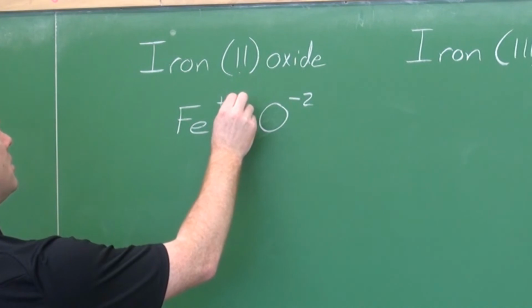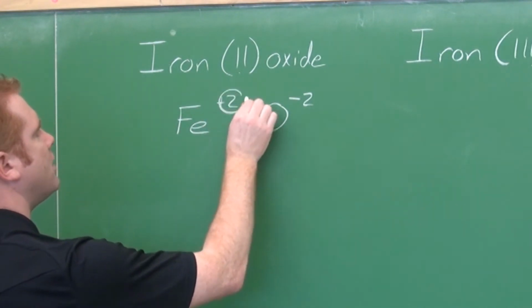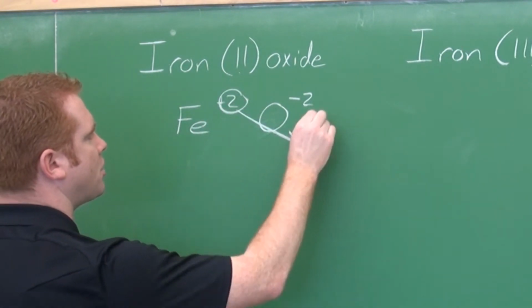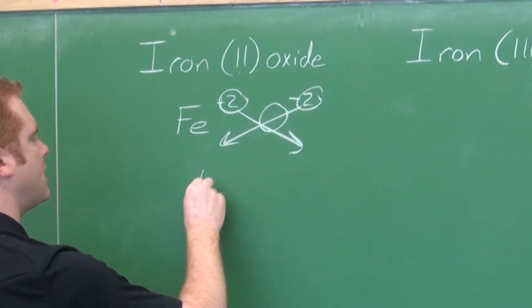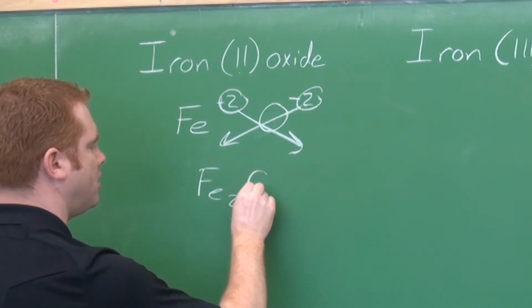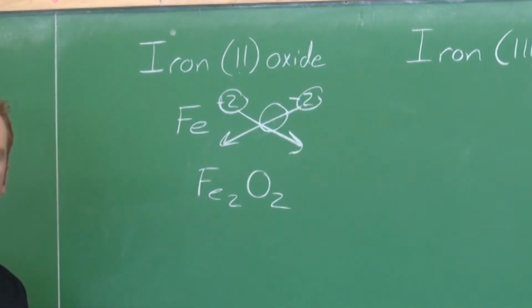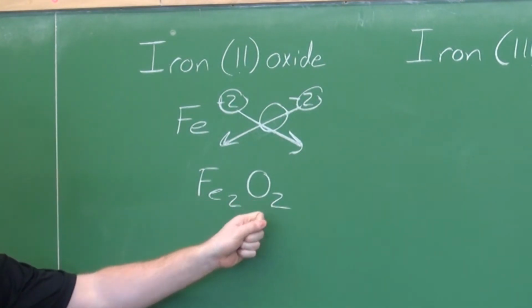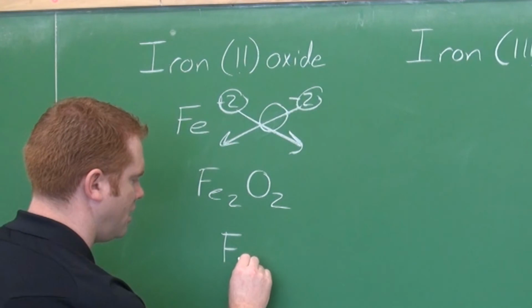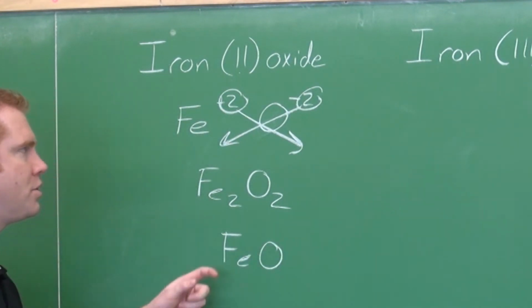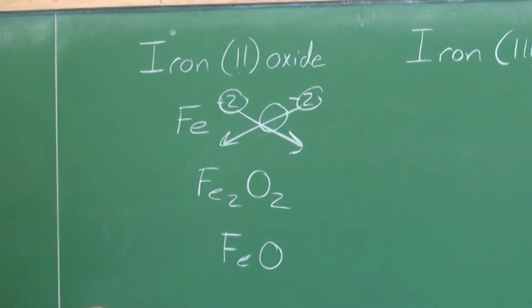Iron, well, let's finish this one out. Then we're going to crisscross, 2 coming down, 2 coming down, Fe2, O2. We look, and then we realize, yes, we need to reduce. FeO. So the formula for iron 2 oxide is FeO.